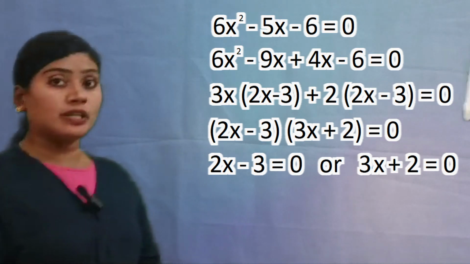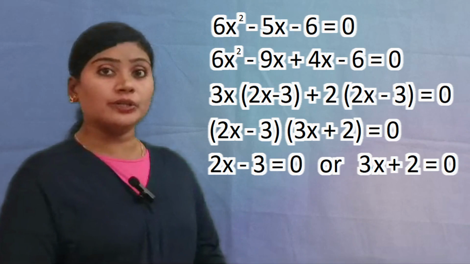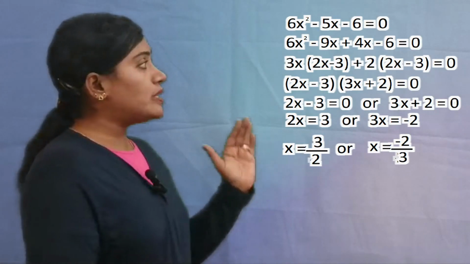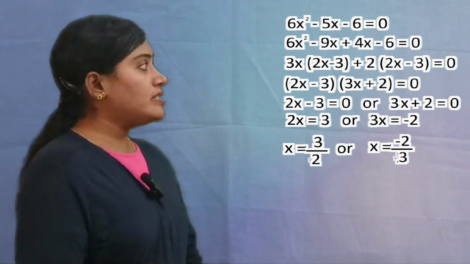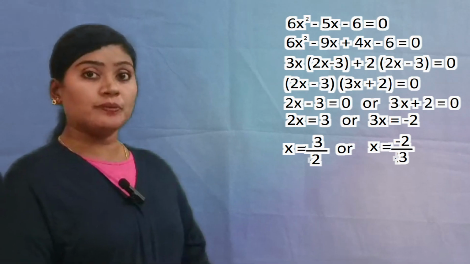2x minus 3 is equal to 0 or 3x plus 2 is equal to 0. 2x minus 3 is equal to 0 means 2x is equal to 3. So x is equal to 3 by 2. Then 3x plus 2 is equal to 0. That means 3x is equal to minus 2. So x is equal to minus 2 by 3.